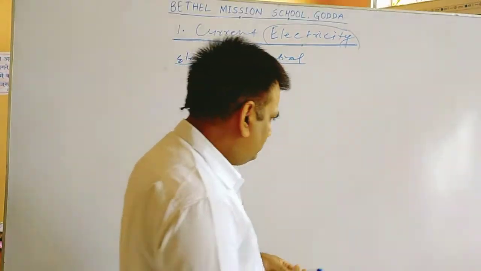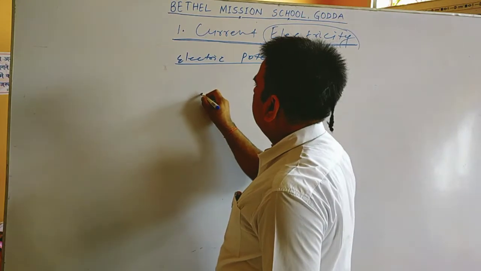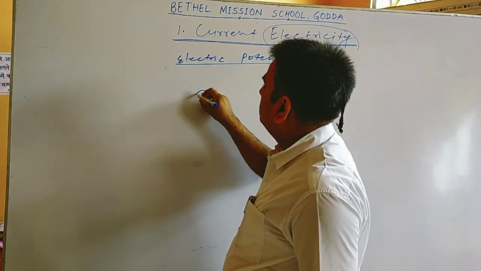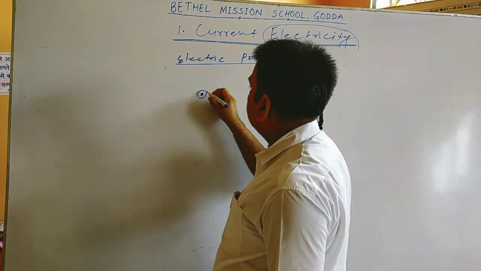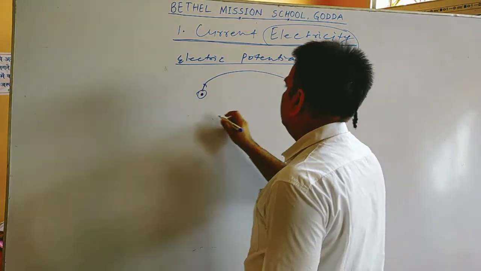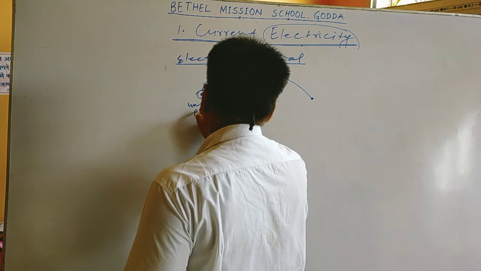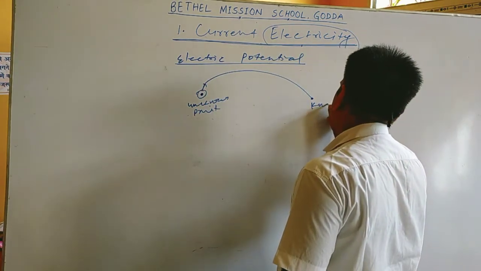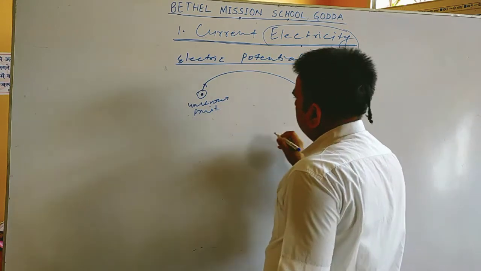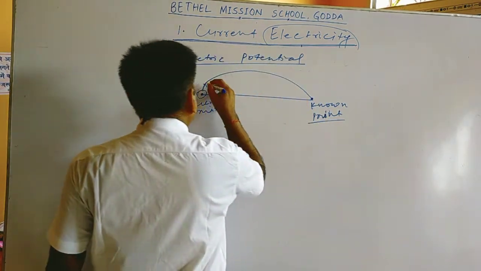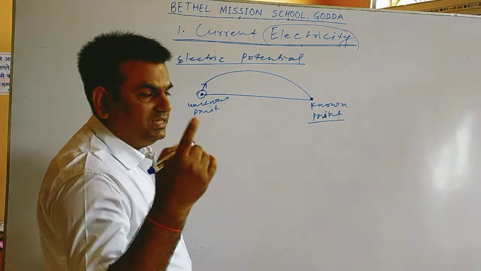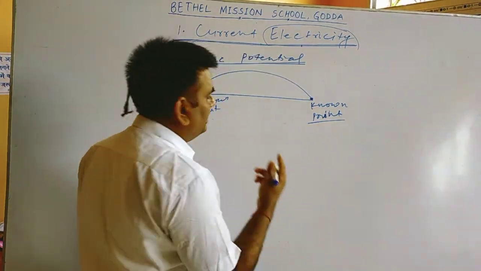Suppose a charge which is produced by an electric power plant, and this charge reaches a known point. So whatever work is done by this unit charge from an unknown point to a known point is known as electric potential. What is electric potential?